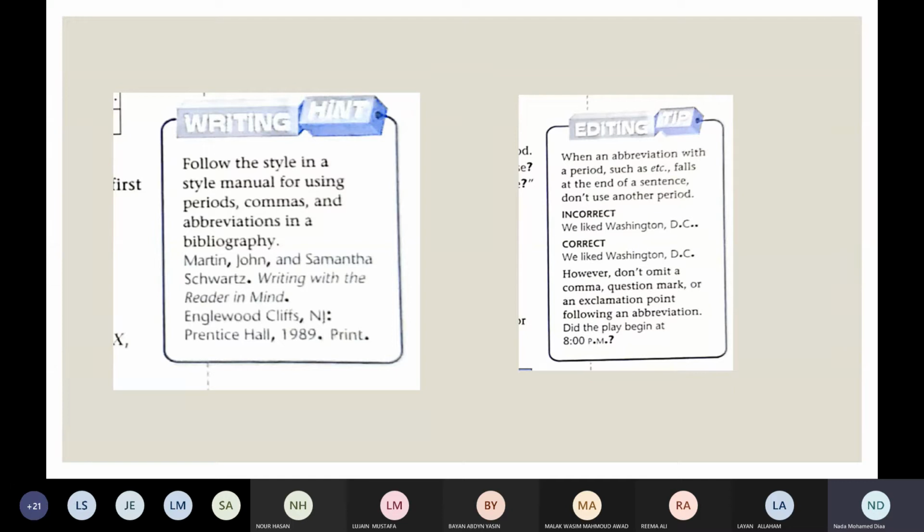Okay, the editing tab. When an abbreviation with a period, such as etc., falls at the end of a sentence, do I add two dots? So we like Washington DC, D.C.